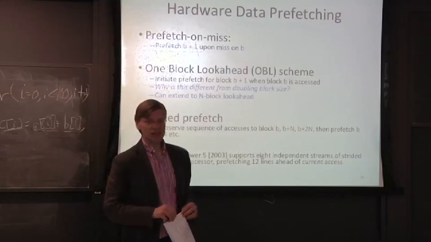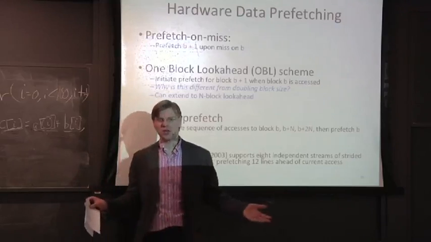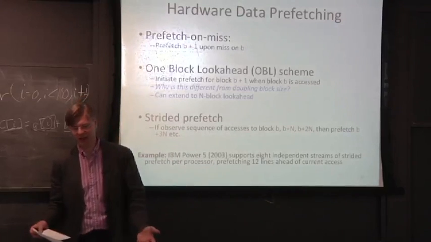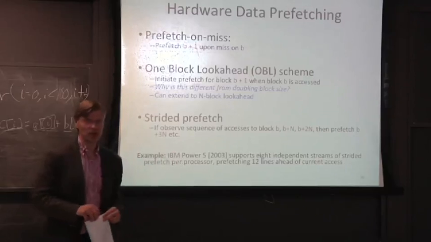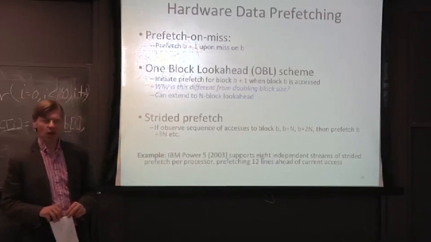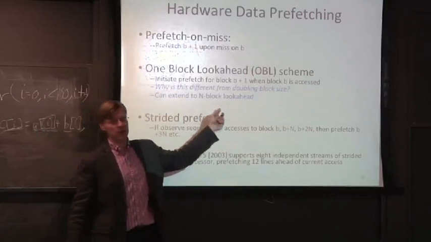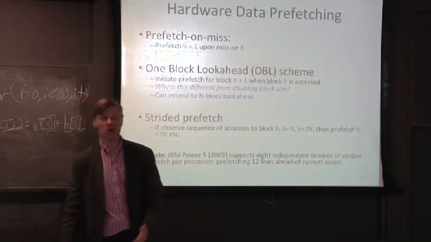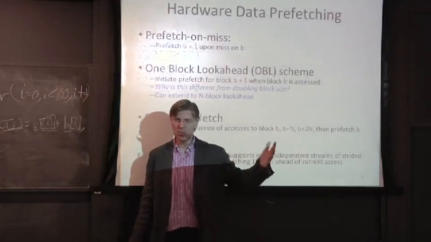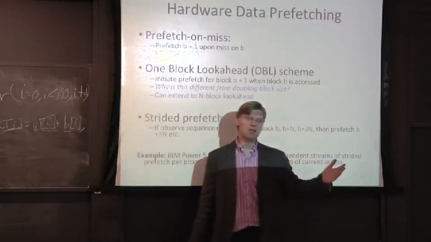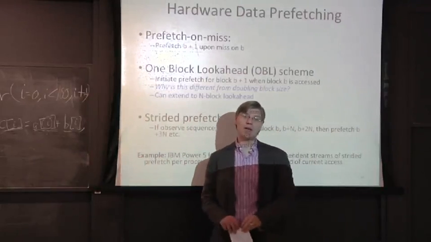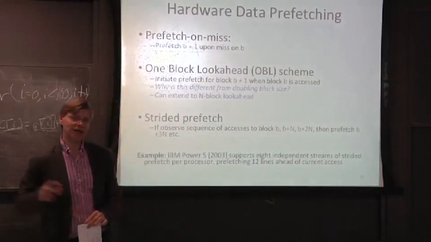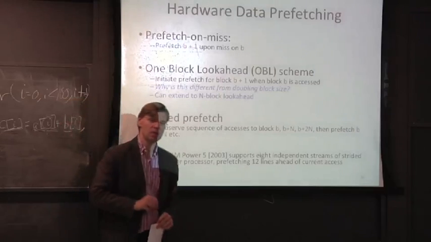Also, the downside of this is that it's not just making your block size bigger. You effectively have two sets of tags here. So that's the downside of something like this one block look-ahead scheme. But you could think about taking this example and extending it to an n-block look-ahead. So if you access block, let's say B, or cache line B, you fetch a couple after that. And the name of the game here is you're trying to hide main memory latency.